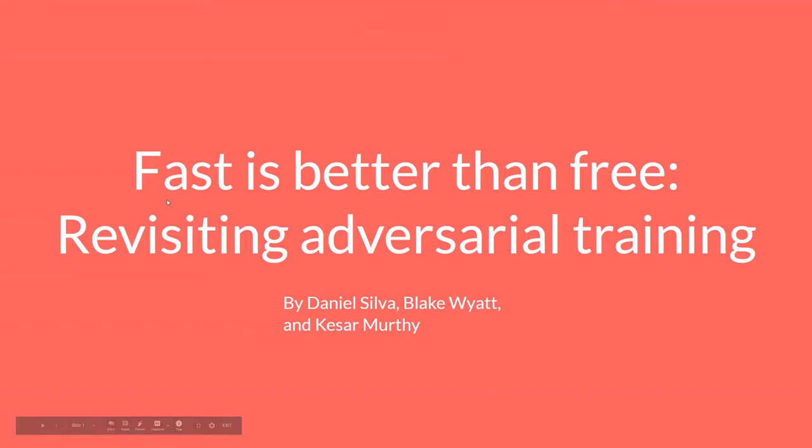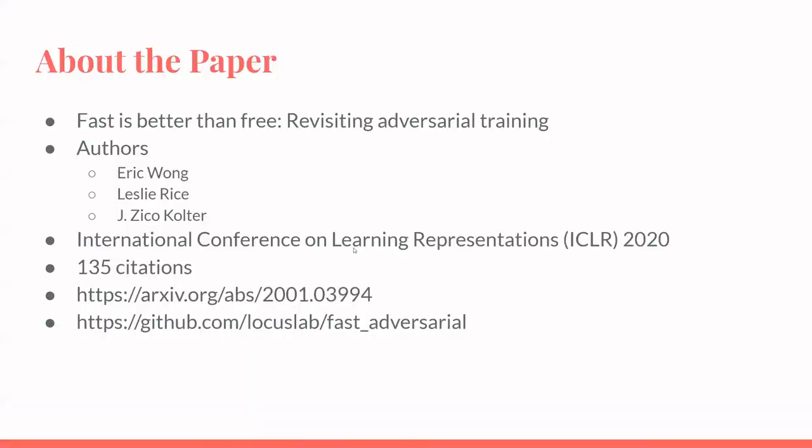Okay, so today, myself, Daniel, Blake, and Kassar will be presenting a paper by the name of Fast is Better Than Free, Revisiting Adversarial Training. The authors of this paper are Eric Wong, Leslie Rice, and Zico Kolter, and this paper was presented in the International Conference on Learning Representations in 2020. It has roughly 130 citations, and we've also included both the paper link and also the code link for the work below.